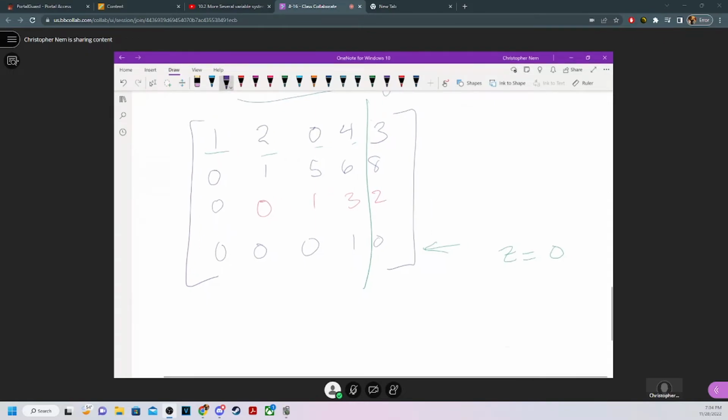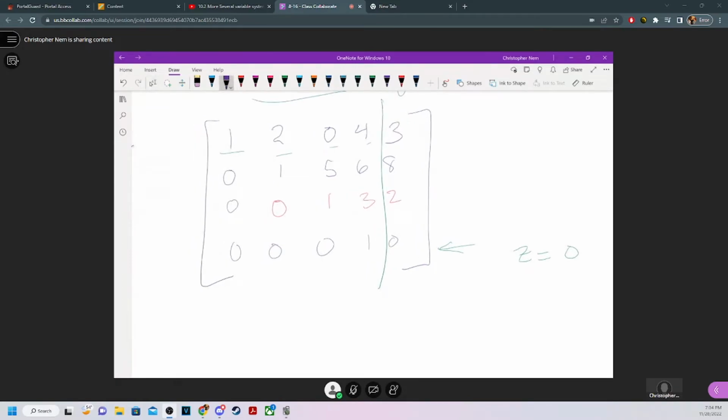The row above it should represent, what's before z? It is y. So we have y plus 3z equals 2. And if I go above that, we have x plus 5y plus 6z equals 8. And then lastly, if I go above that, I have x, or not x, I'm sorry.